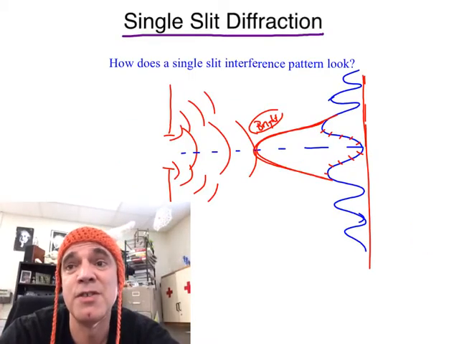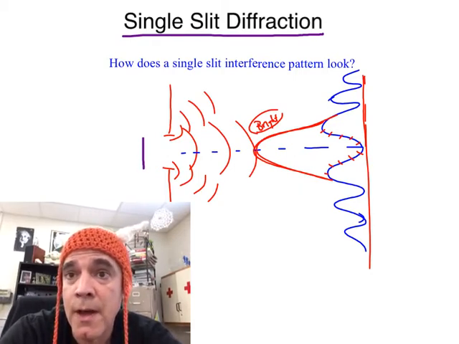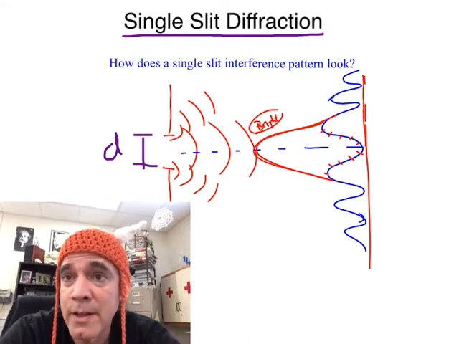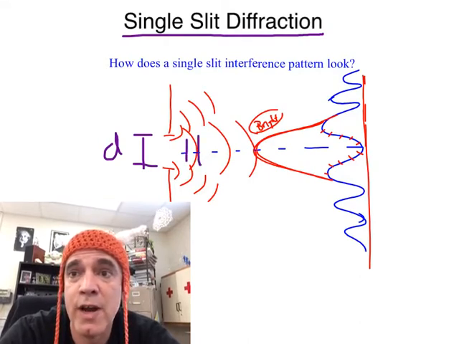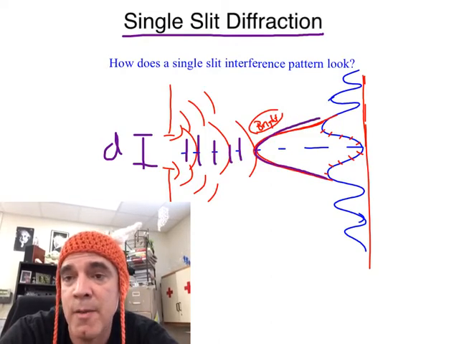Our next phenomenon is called single slit diffraction. In single slit diffraction, you have only one hole, and now we call D the width of that hole. And most of the light in single slit diffraction goes straight through the hole. And so in single slit diffraction, you get one big giant maximum in the middle.